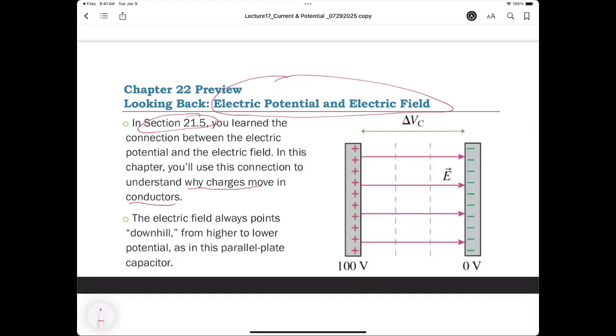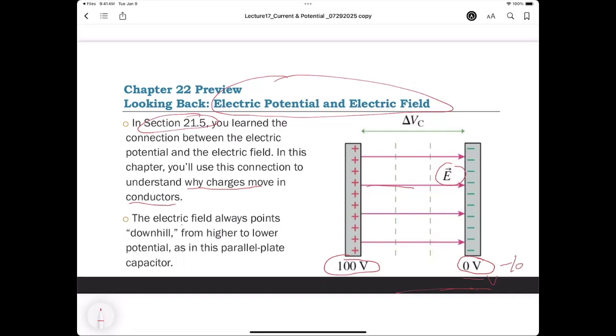The electric field always points downhill, from higher to lower potential. We talked about this in the last class. You can see this is the electric field. It always points downhill from the higher potential, because this is positive, and this is negative or zero. The negative is also the lower. It goes to the lower potential.